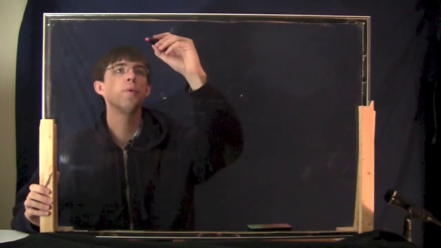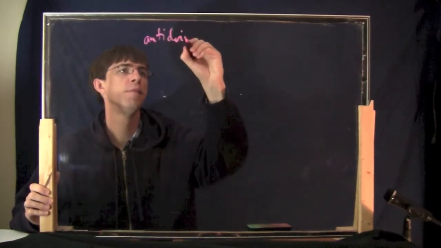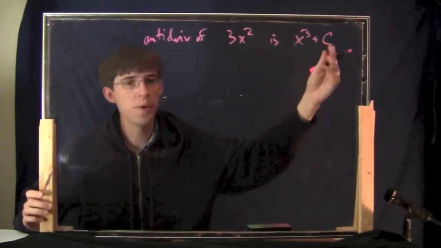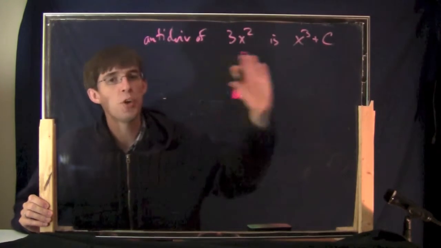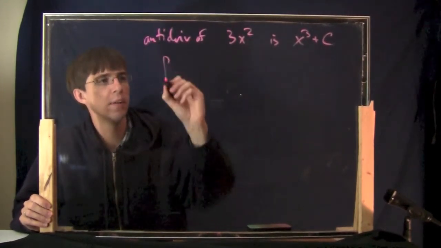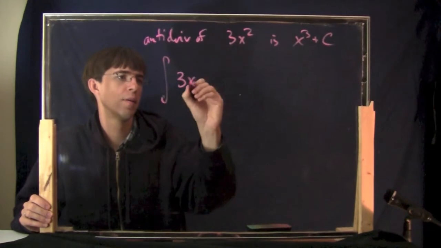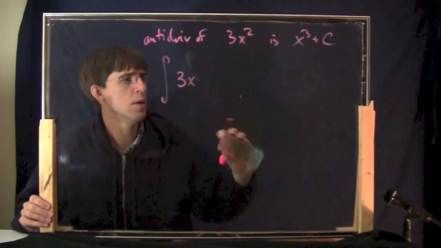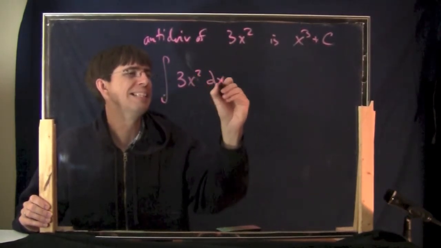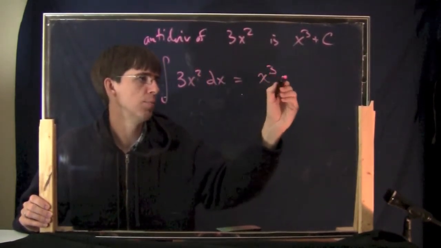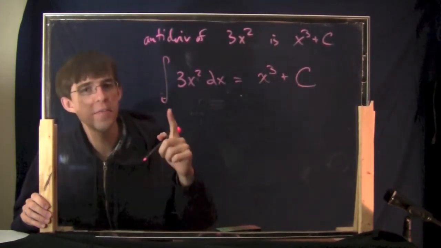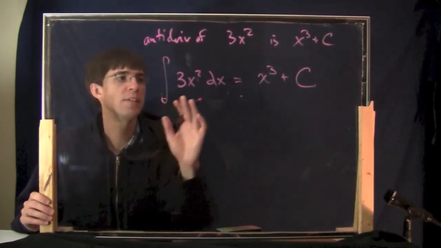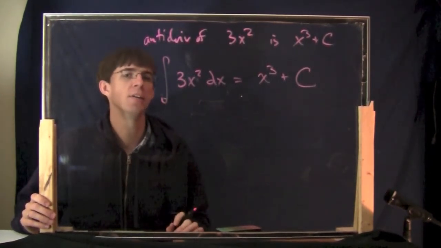So there's a notation for this. What we just said is the antiderivative of 3x squared is x cubed plus c, where the c could be any constant. All right, there's actually a way that we're going to write this without using these words. It looks like this. The integral of 3x squared dx equals x cubed plus c. All right, this thing right here is called the integral sign, and it means the antiderivative. Actually, the integral sign together with the dx means antiderivative.